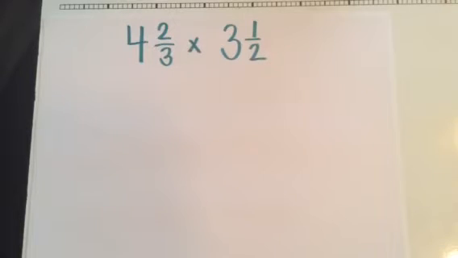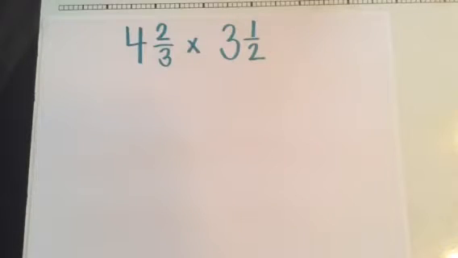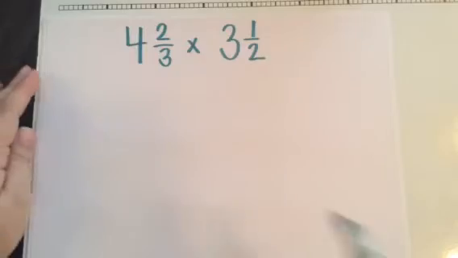In this scenario, we needed to multiply 4 and 2/3 by 3 and 1/2. That's because the amount of chocolate chips that Jack needed was 3.5 times greater than the amount of M&Ms he needed, and the amount of M&Ms he needed was 4 and 2/3. So we'll use an area model to multiply 4 and 2/3 by 3 and 1/2.